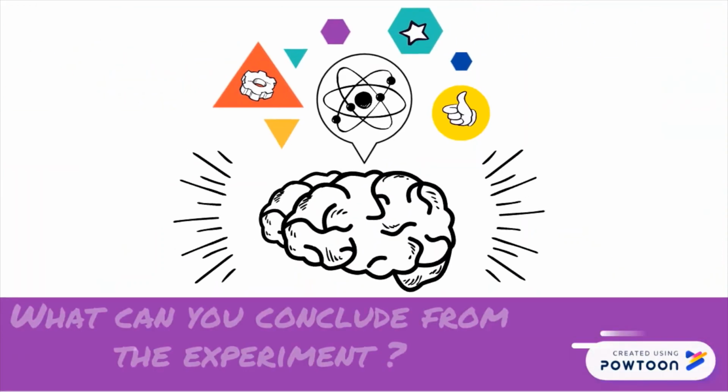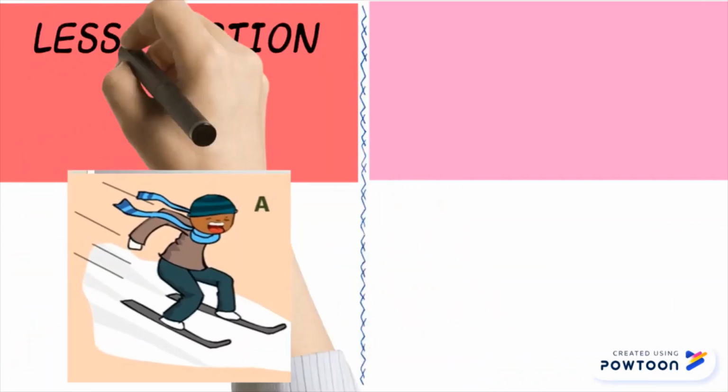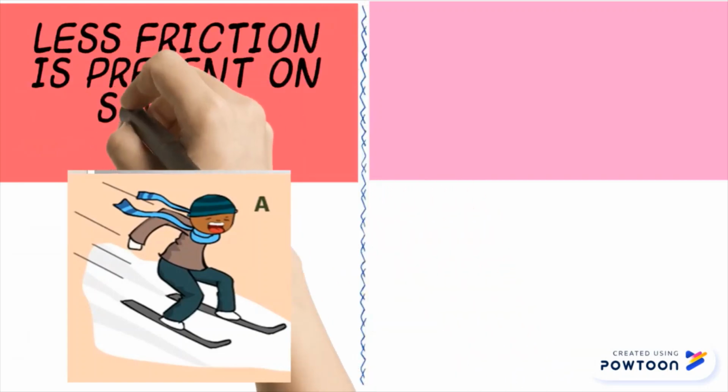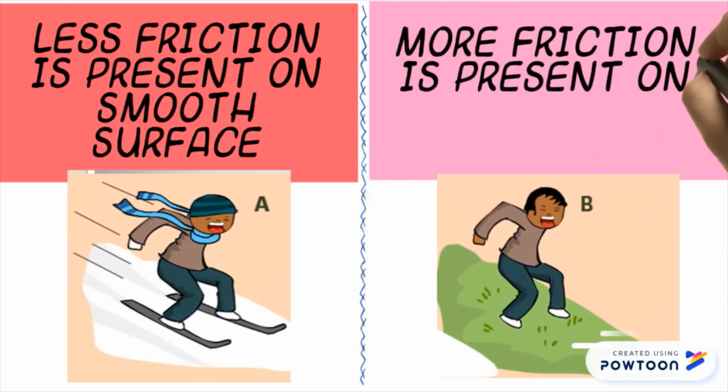Have you compared? Any ideas yet? Also, what can you conclude from this experiment? You can pause this video and write your conclusion on a piece of paper. What we can conclude from the previous experiment was that less friction is present on a smooth surface, whereas more friction is present on a rough surface.